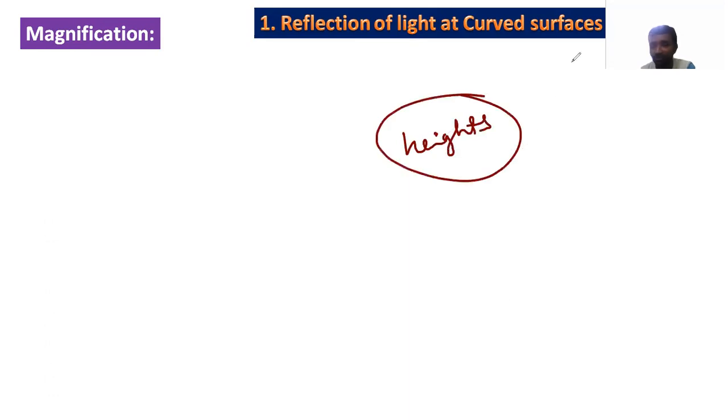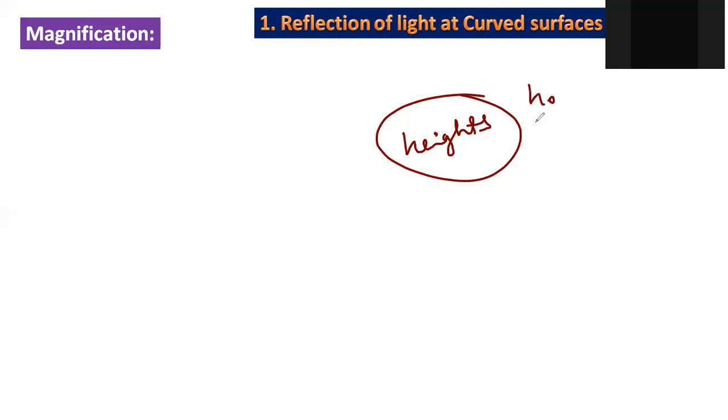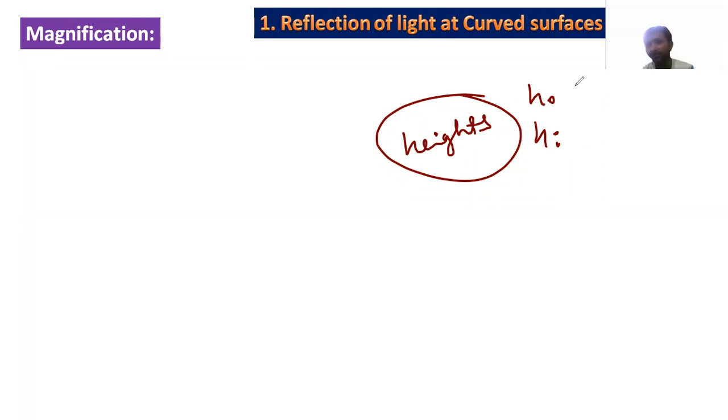Especially it is by the heights. Whose heights did we measure? Two heights can be measured: object height and image height. Is the height of the image compared with the object, or the height of the object compared with the image? Very good. Always we are comparing the height of the image with the height of the object.